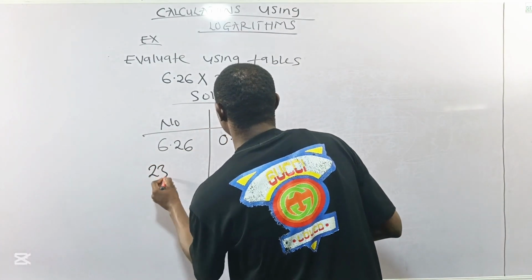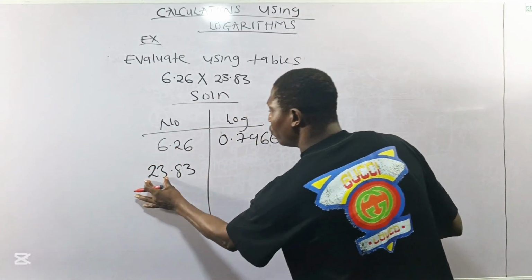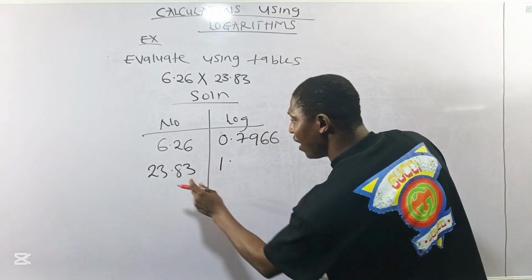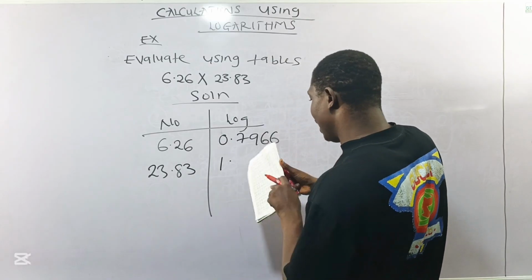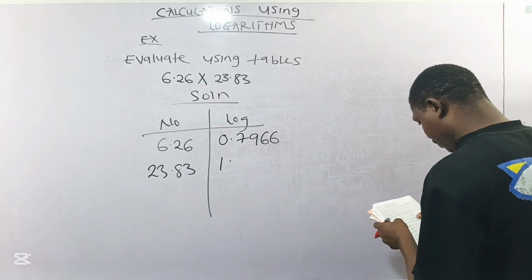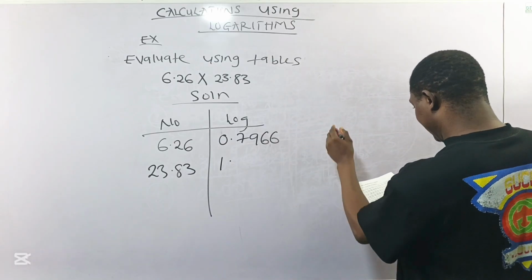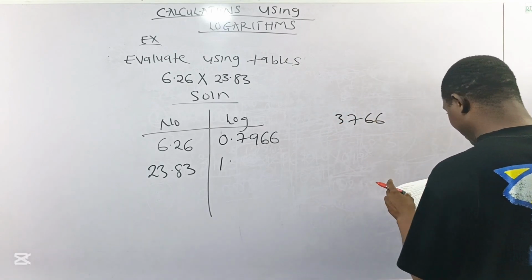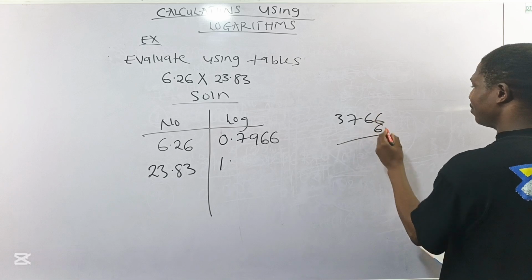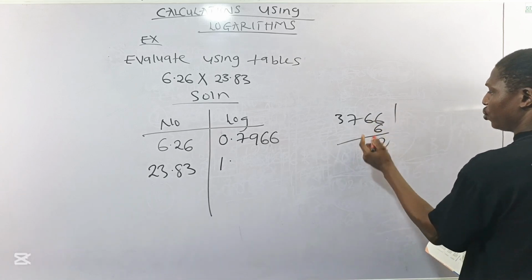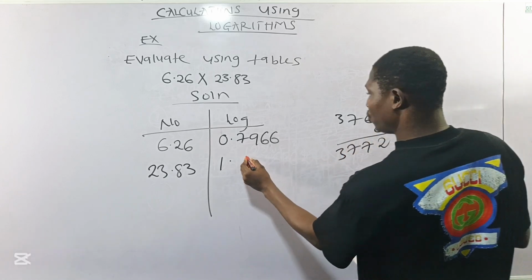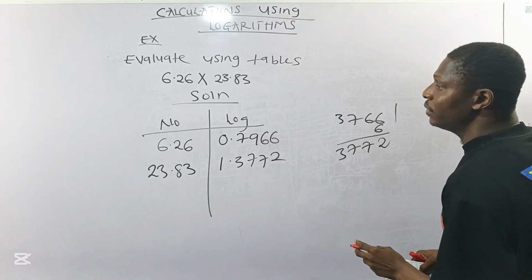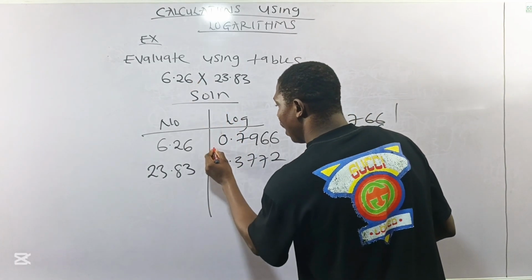Now for 23.83, I have 2 digits before the decimal. 2 digits minus 1 will give me 1. And I have 23 under 8. 23 under 8 is 3766, and difference 3 is 6. And 6 plus 6 will give me 12, 2 carry 1, plus 1 is 7, 7, 3. So I have 1.3772. And because of multiplication, I'll add up both.